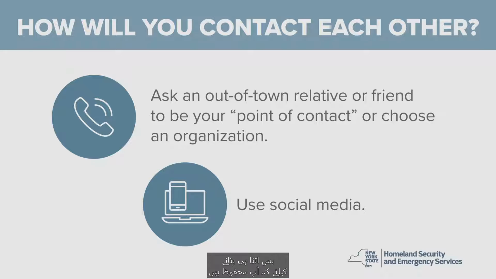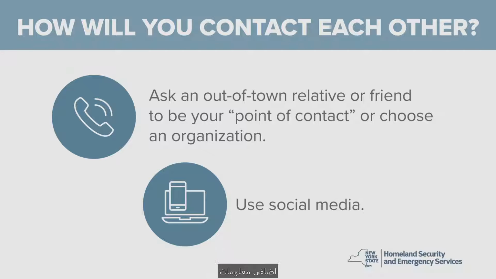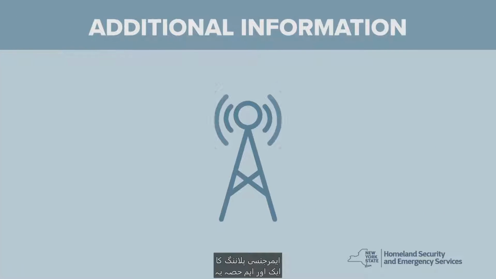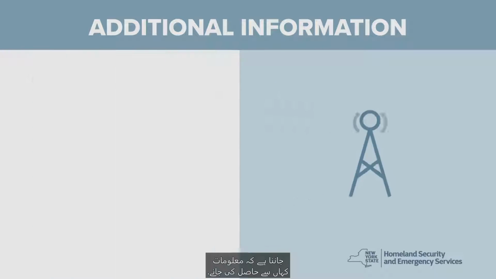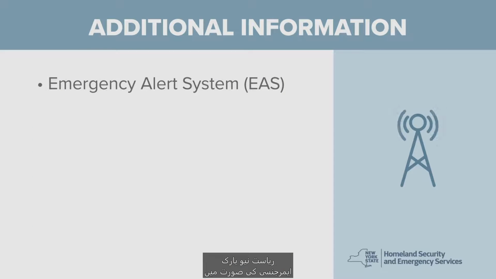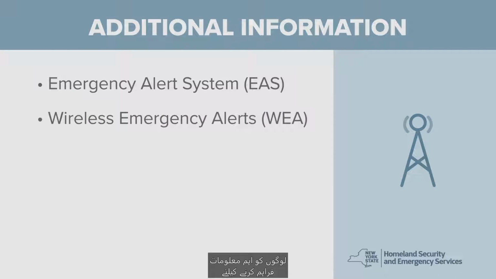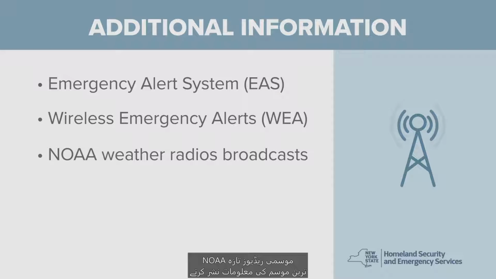Even if it's just to let others know you are safe. Another important part of emergency planning is knowing where to get information. New York State uses the Emergency Alert System, or EAS, and Wireless Emergency Alerts, or WEA, to provide critical information to people in an emergency. NOAA weather radios broadcast up-to-the-minute weather information, so it's good to have one on hand.